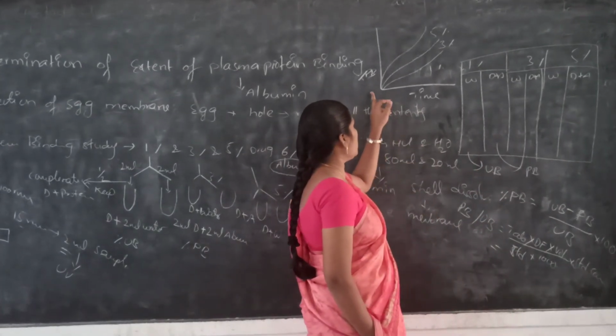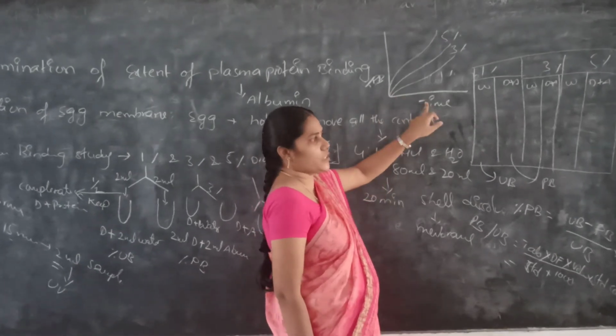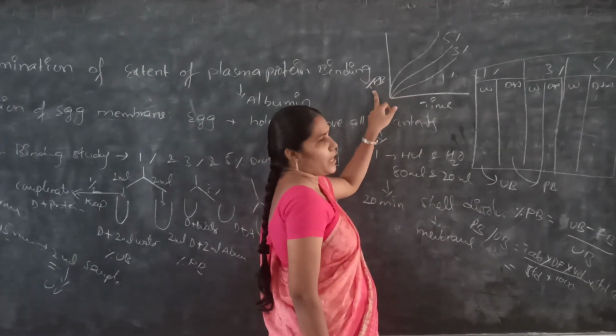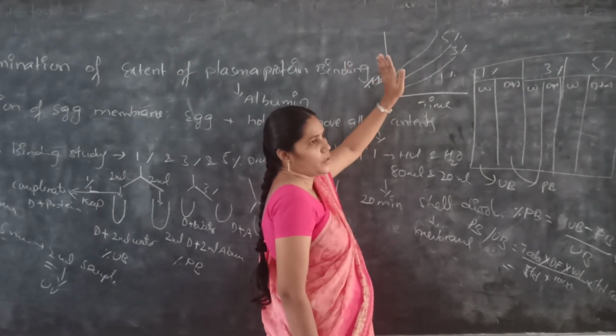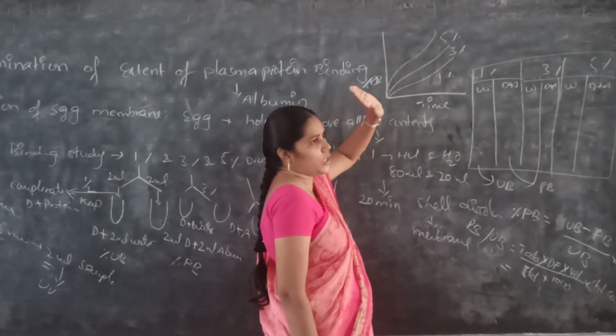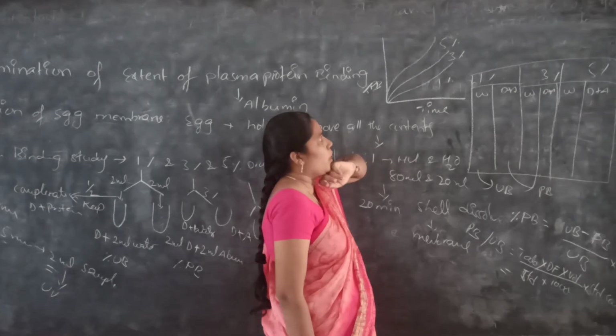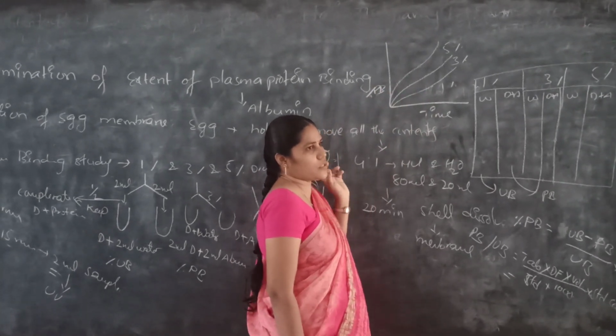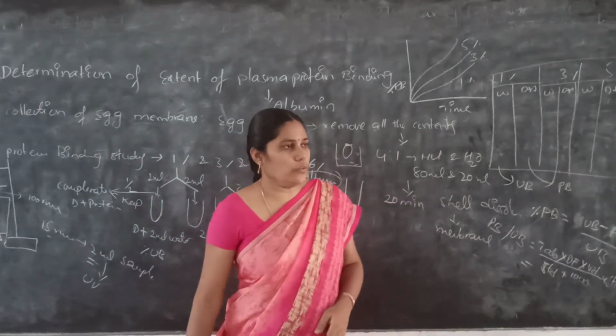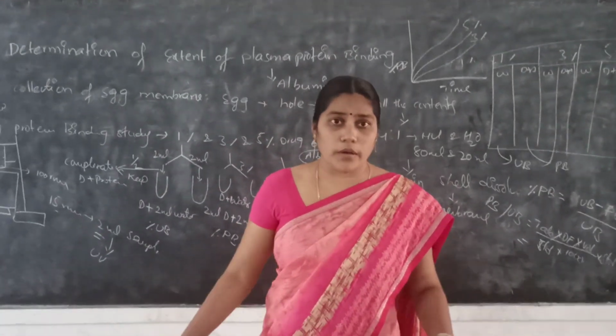Finally, we plot a graph between time and percent protein bound values. For 3 concentrations we have 3 different curves. From the graph we can report that as the concentration of the drug increases, the percent protein binding also increases. So we need to perform this experiment.